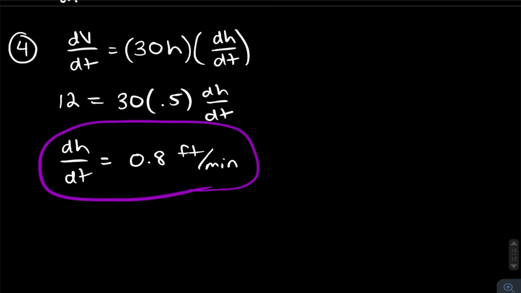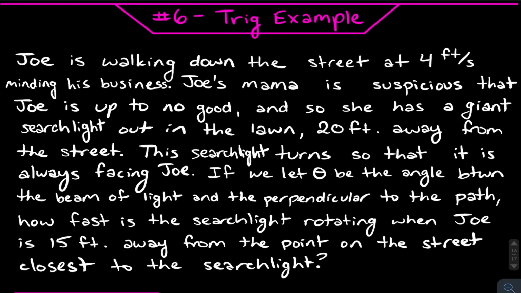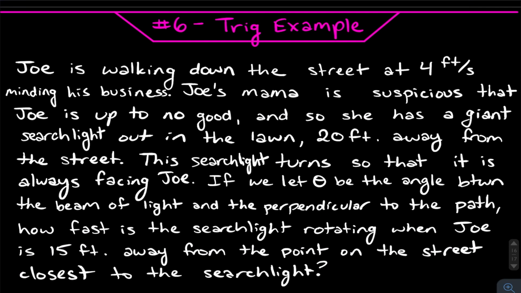Okay, let's move on to our last problem here. Let's get this over with. Okay, I can't believe I wrote this much. So Joe is walking down the street at 4 feet per second. He's minding his business. Well, you can tell I was tired when I wrote this.